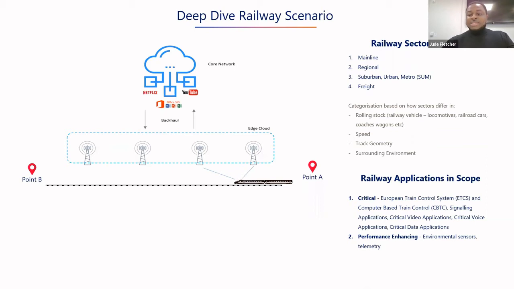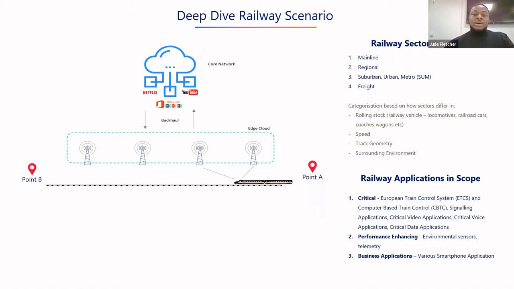We also have applications such as environmental sensors and telemetry. Those ones, we have categorized to be the applications which enhance the performance of the train. And then we have business applications, which include all sorts of applications that don't directly impact the performance of the train. So a user who is sat on the train trying to play an online multiplayer game, that would be an example of a business application.